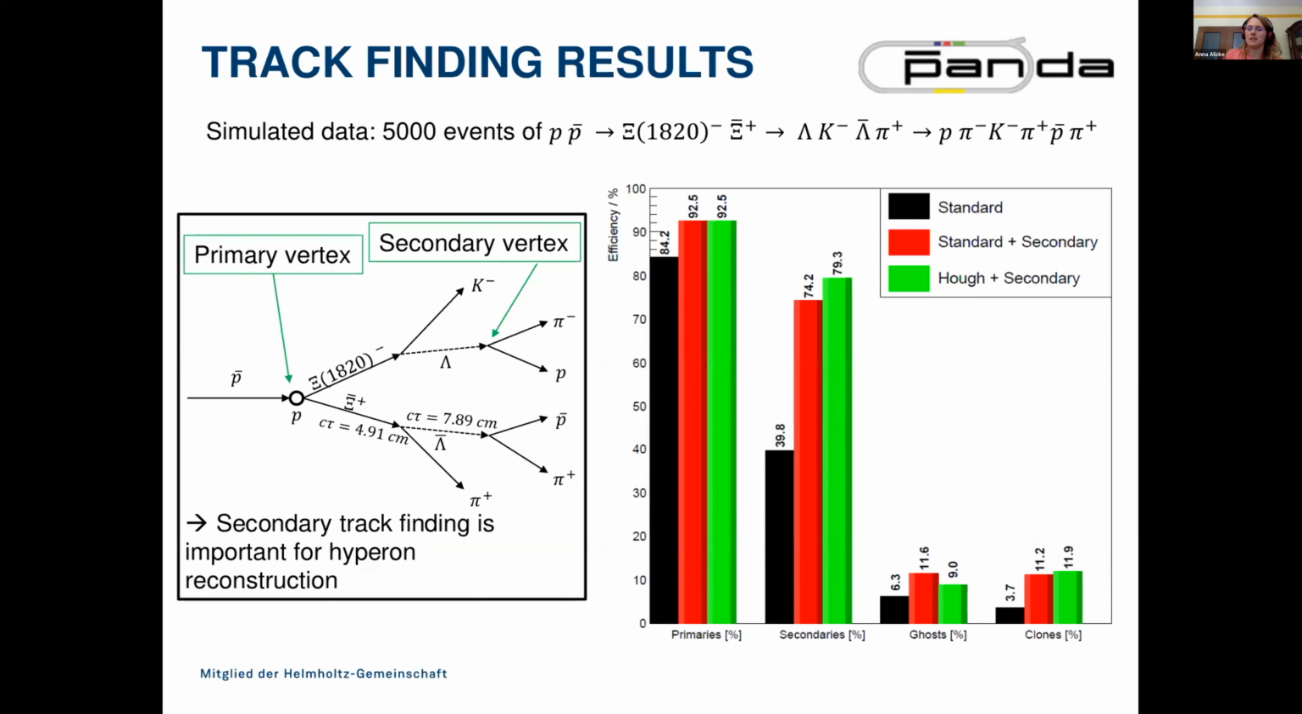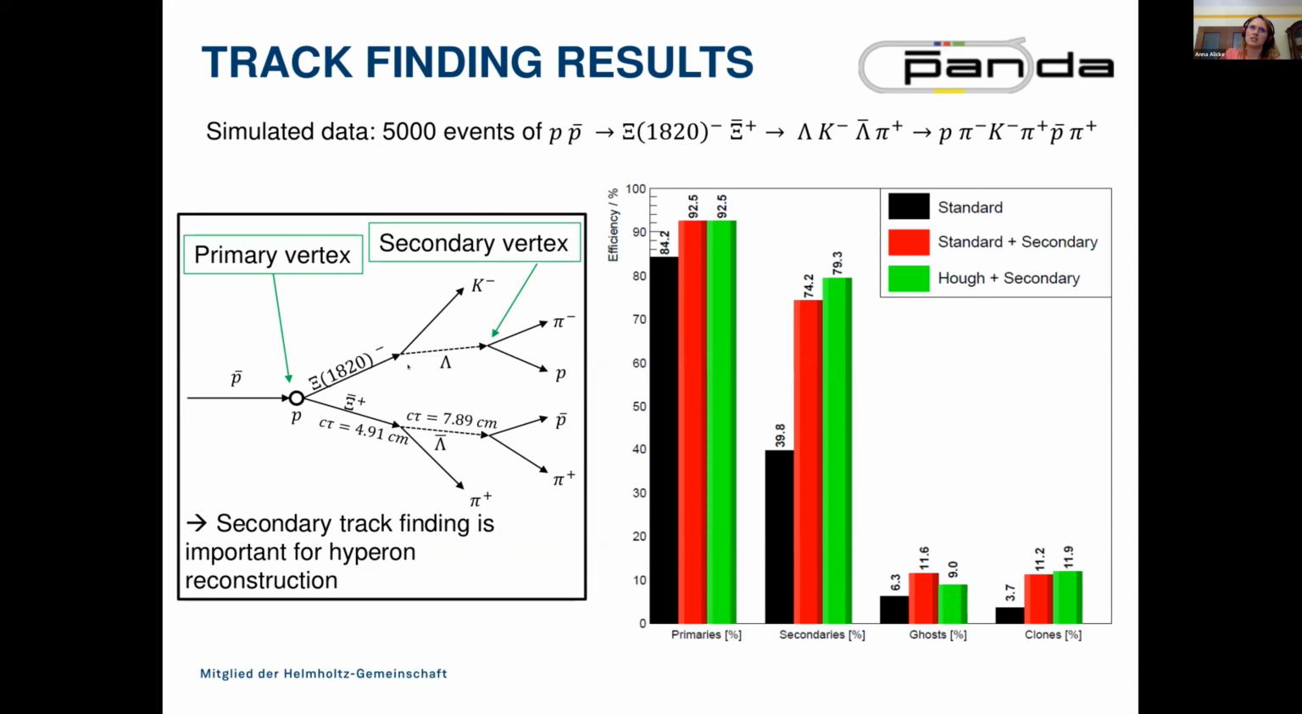Now, after I showed you the different track finders, I want to come to the comparison of the different track finders. For this, I use a simulated data sample with 5,000 events. I already told you that in PANDA we have medium energies, and therefore we want to investigate heavy hadrons like hyperons. In my PhD thesis, I focused on the cascade hyperon.